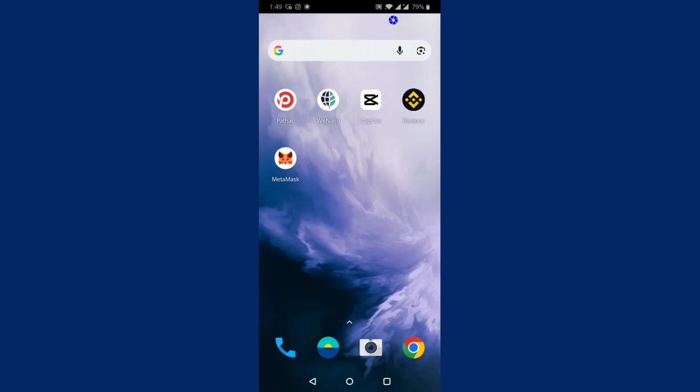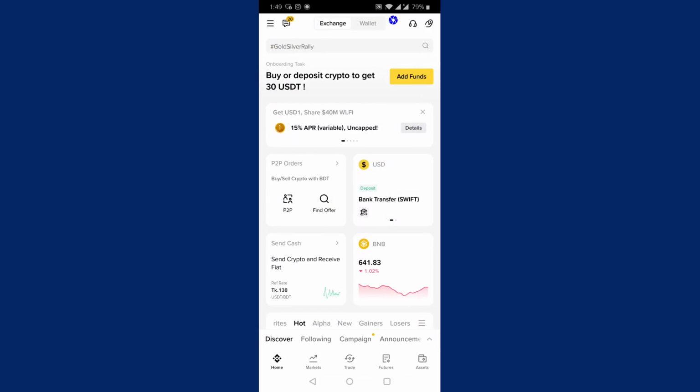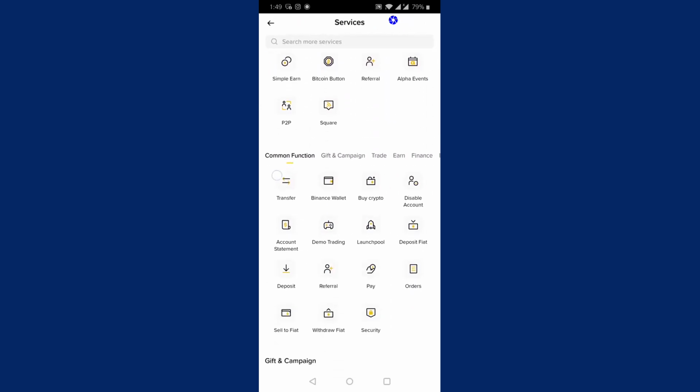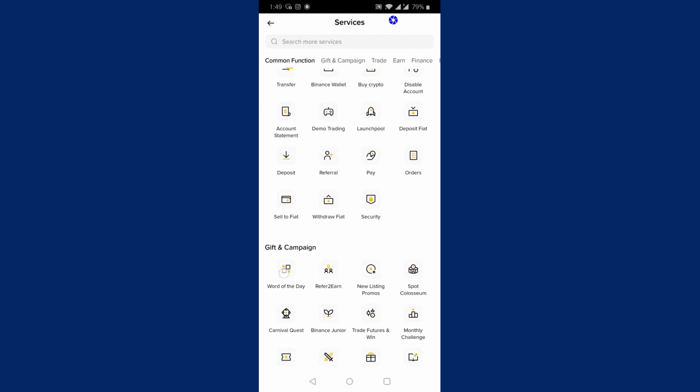In this video, you'll learn how to trade crypto futures on the Binance mobile app. By the end of this guide, you'll be able to switch to the advanced futures mode and customize your trading tools effectively. Begin by opening the Binance application on your mobile device or visiting the Binance website.